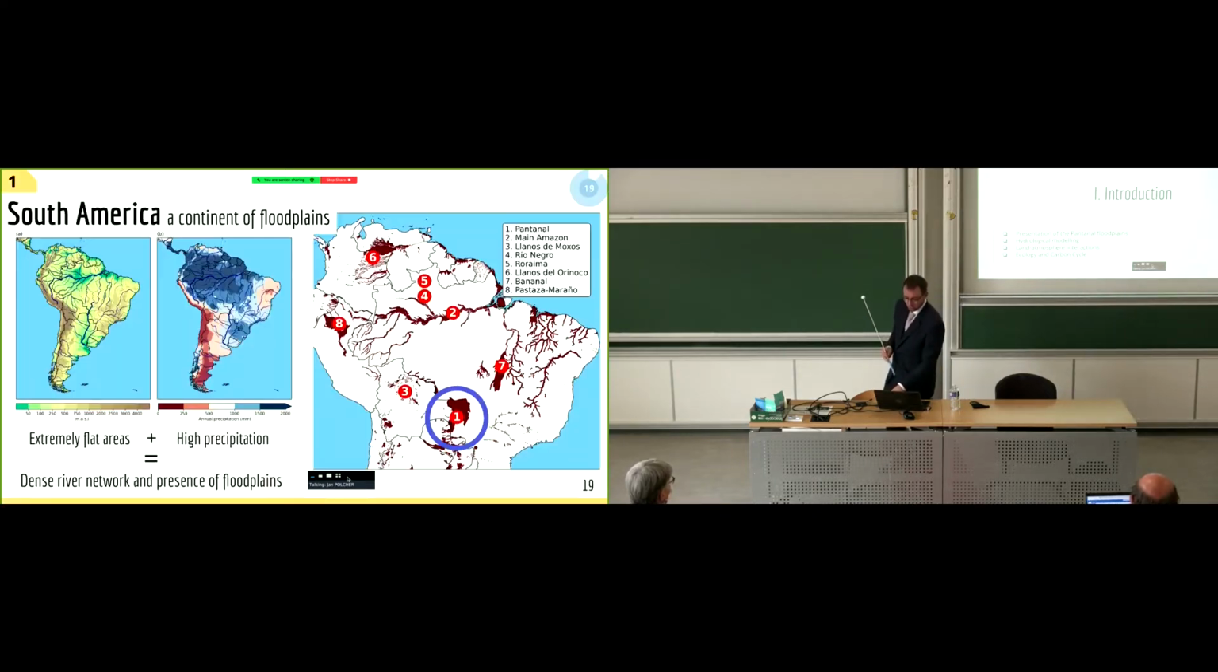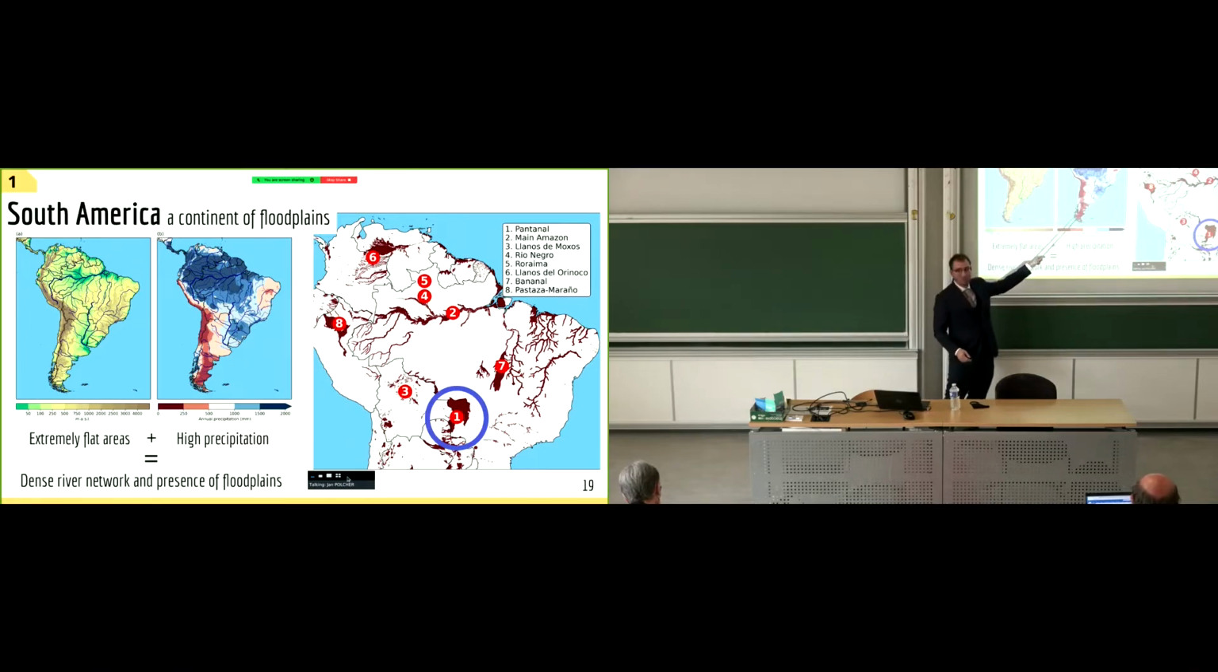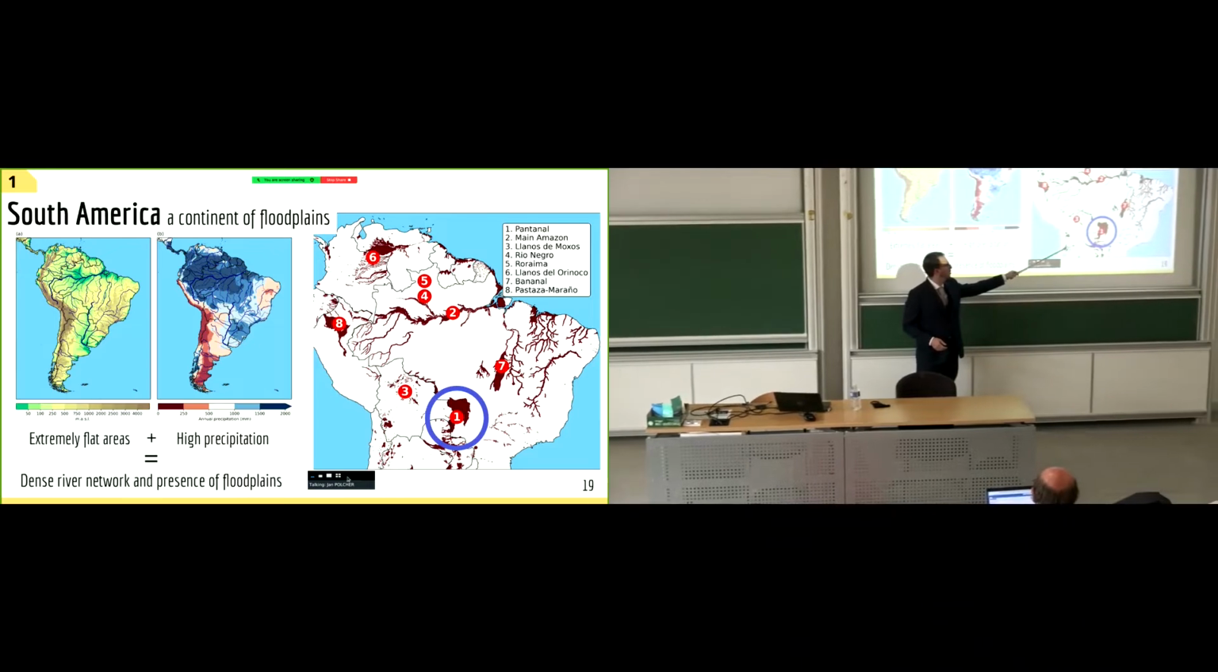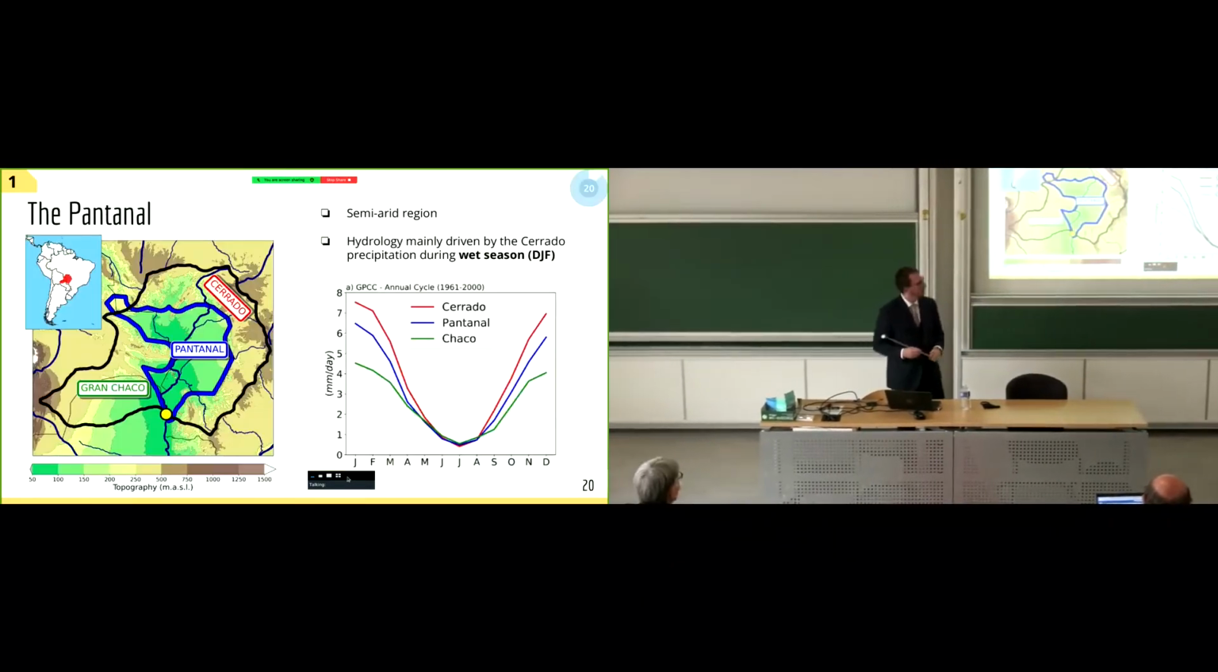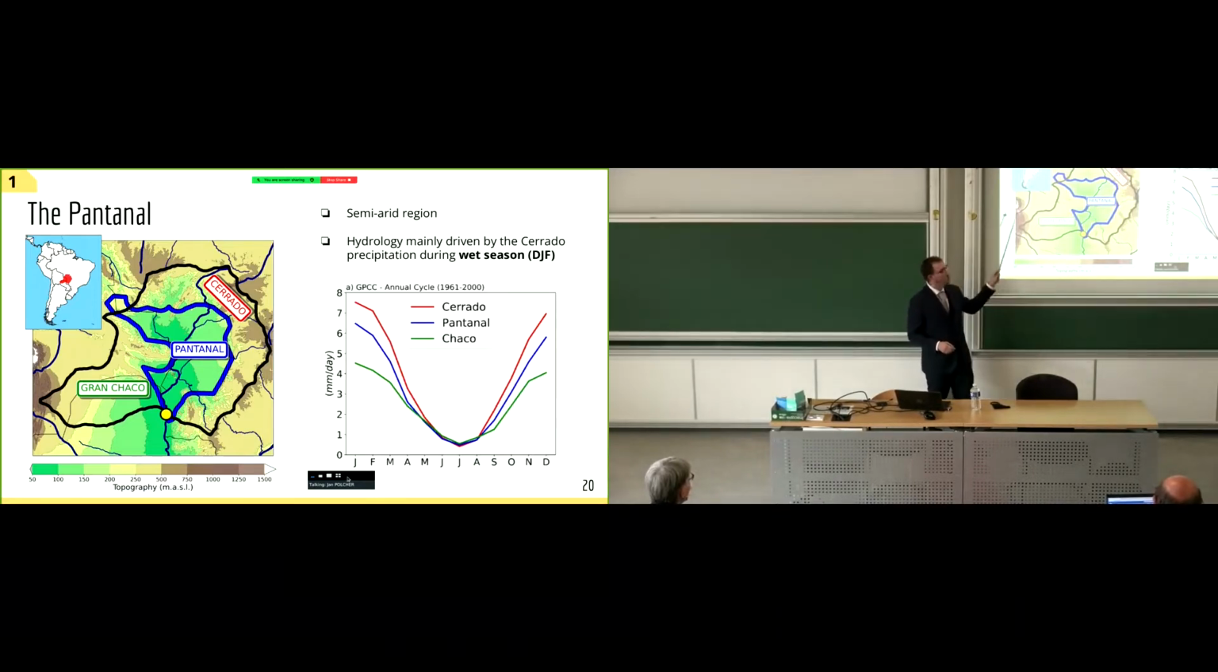First, the introduction. South America is a continent of floodplains because we have extremely flat areas and very high precipitation. So this leads to a dense river network and to the presence of many floodplains that you can see illustrated here. And the Pantanal is the floodplain which is inside the blue circle. The Pantanal is in the upper Paraguay River Basin, which is delimited here with a black line, and it's surrounded by the Gran Chaco Plains and by the Cerrado Mountains.